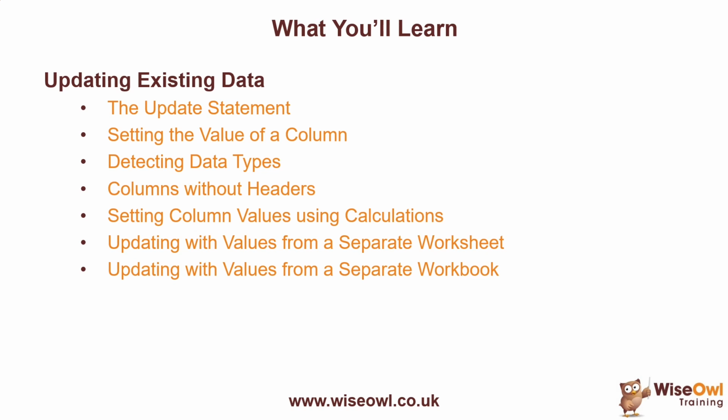We're going to talk briefly about how you help the update statement detect data types in Excel. We'll explain how you can deal with columns which don't have headers, and also show you how to set column values using the results of calculations. Towards the end of the video, we'll look at how to update data in one table using values from a separate worksheet using joins, and then show you a workaround to update data in one worksheet using values stored in a separate workbook altogether. So let's get started.